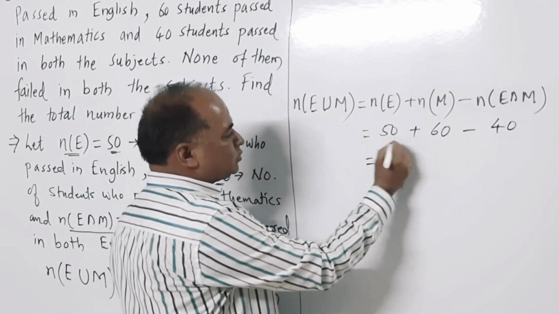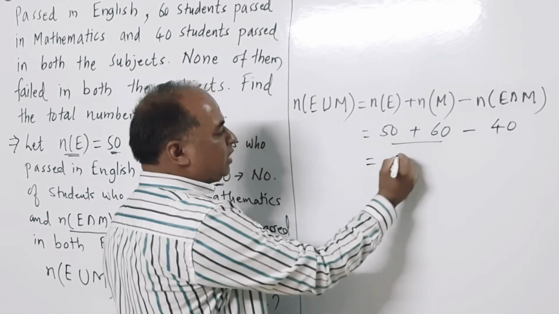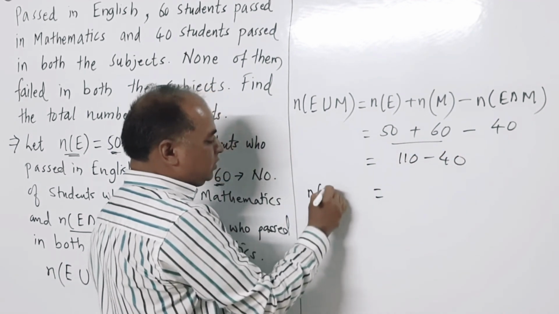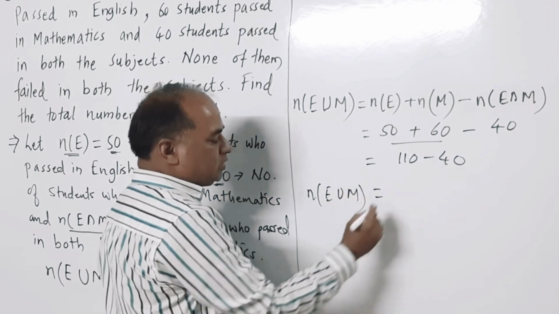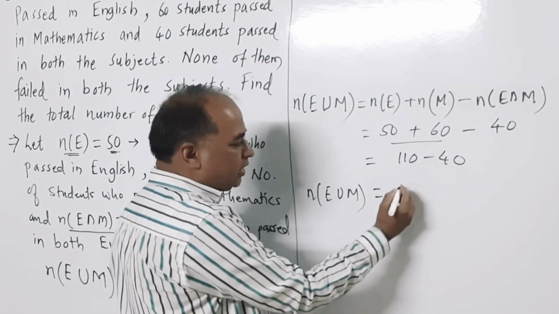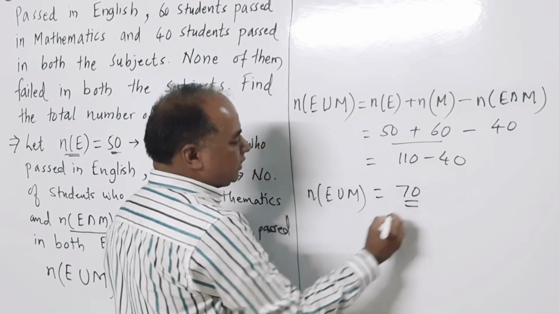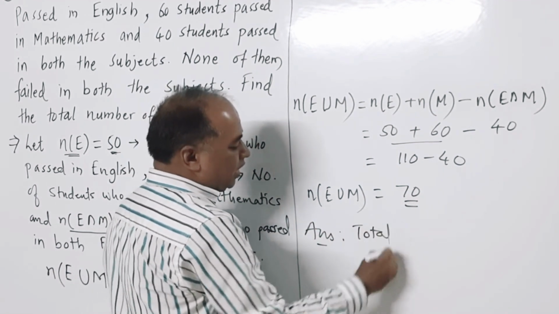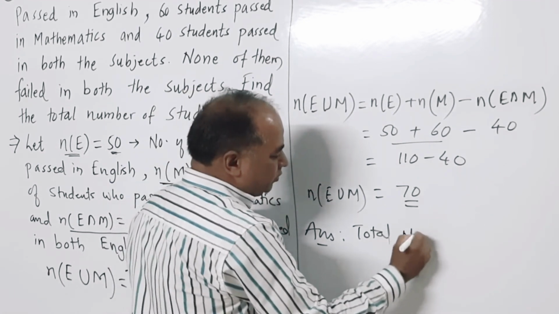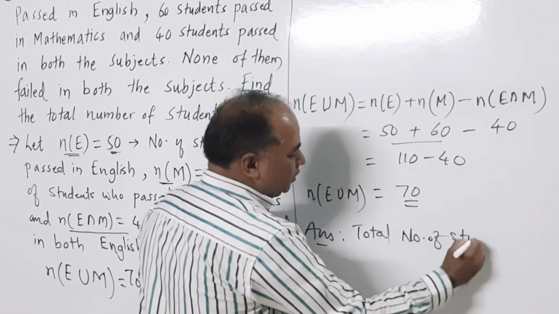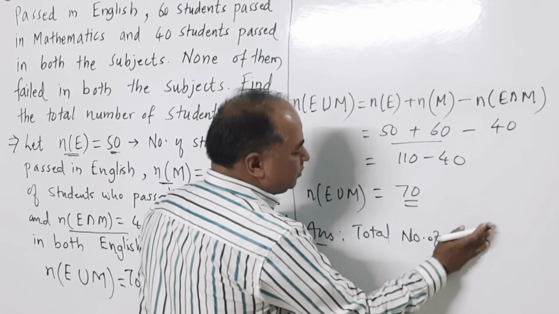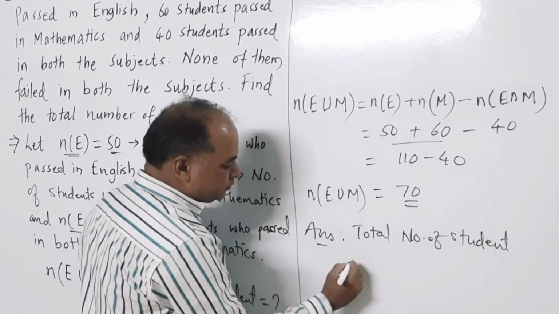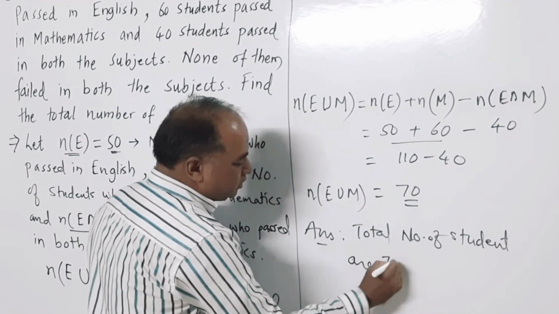So the total number of students will be 110 minus 40, that is n(E union M) is equal to 110 minus 40, which is equal to 70. That is, the total number of students who either passed in maths or English are 70.